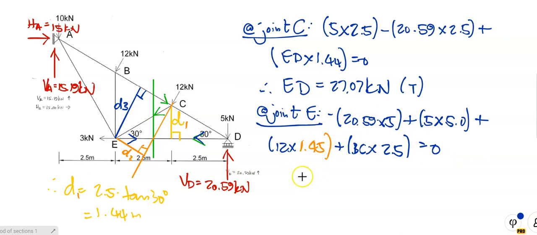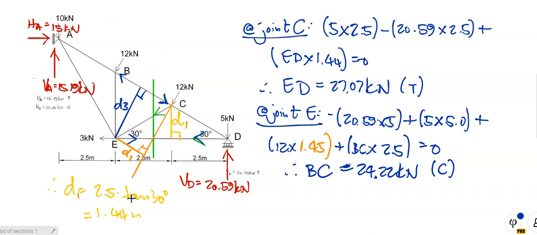Right, I got one equation. I can now solve for BC. So therefore BC, do your calculation and see what you get. For BC, I got 24.22 kilonewtons. And because my answer is positive, it means that BC is in fact in compression. I'm going to mark it to tell myself that I have actually done with that one. So BC is a compressive member.